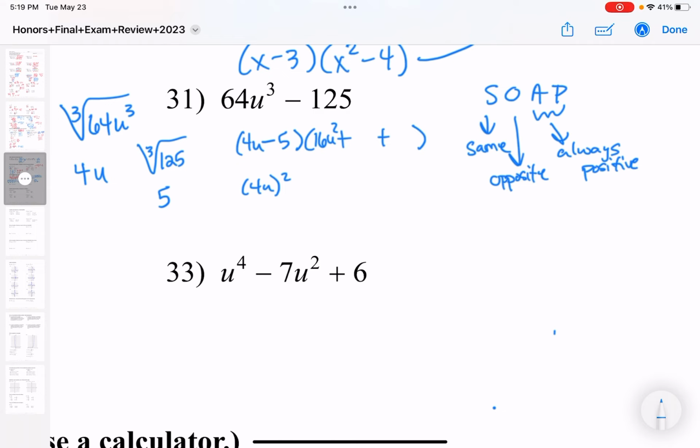Then we find the last spot. We square the 5. 5 squared is 25. Notice I didn't square -5. I just squared 5. It wouldn't matter because when you square anything, you always get a positive, right? Then to get your middle number, you multiply the 2. So 4u times 5 is 20u. And that is your answer.